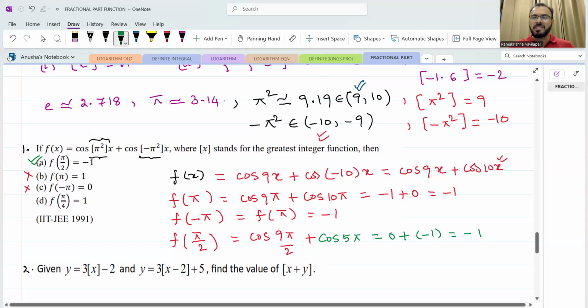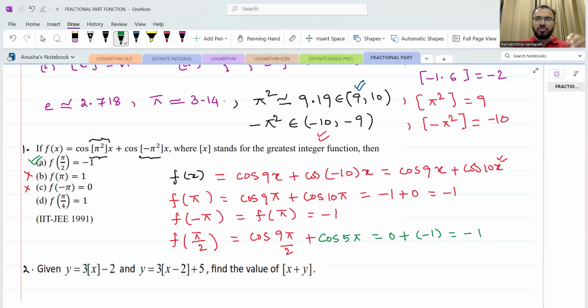So what else is required to solve this question? A little trigonometry is required. Cos x is 0 at odd multiples of pi by 2. Cos x is 1 at even multiples of pi, like cos 2 pi, cos 4 pi, cos 6 pi, which are 1. And cos x is minus 1 at odd multiples of pi. So this is the question.